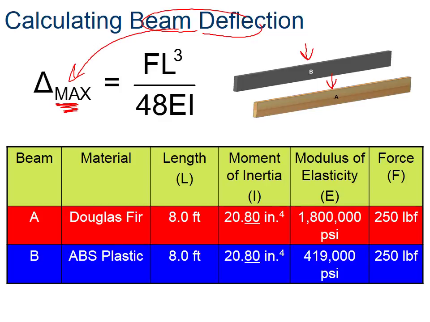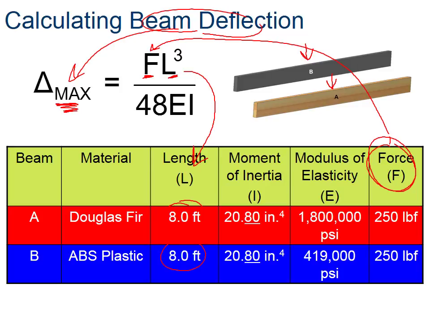So if we look here, the F in the equation is going to come from force. So this force is going to be our F. Our L is the length. The board length for the Douglas fir and for the plastic were both 8 feet long. Our force that we're applying, we're just saying we're putting 250 pounds on each one of these boards. The 48 is a given. This will not change.